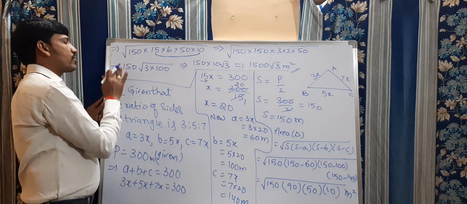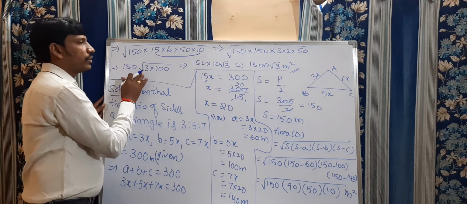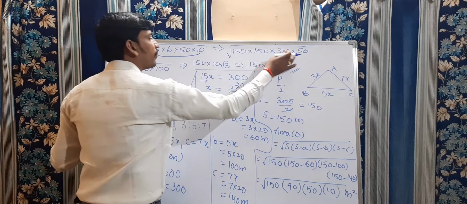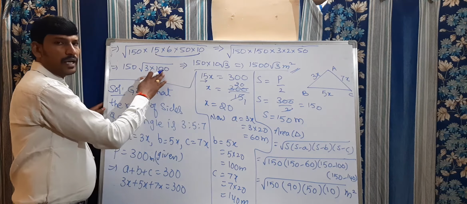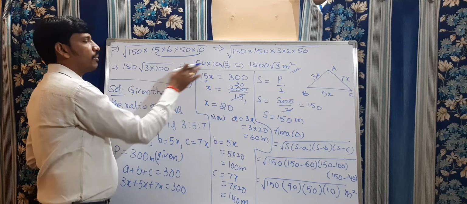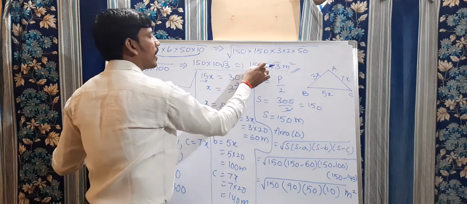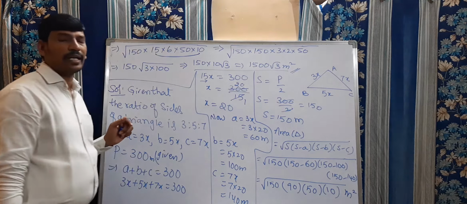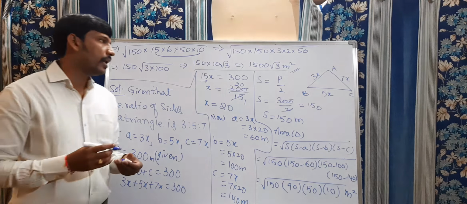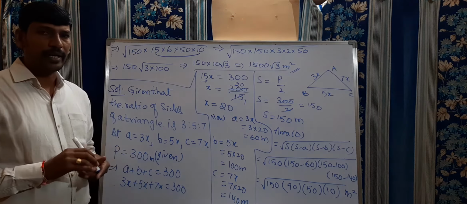So 150 will come outside. Okay? 150 into 3 into 2 50s is 100. Clear? Square root of 100 equal to how much? 10. 150 into 10 into root 3, which is equal to 1500 root 3 meter square. That is the area of the triangle ABC. Is this clear, my dears? Right.